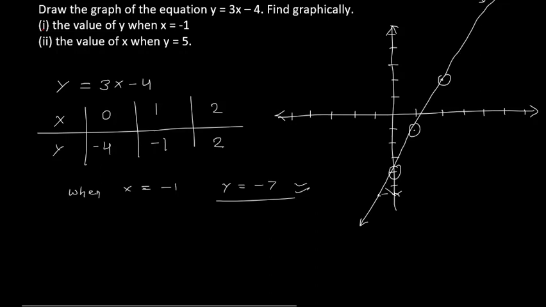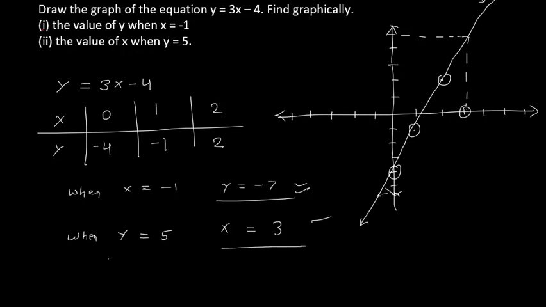And when y is 5, this is 5 plus 4, 9, and 9 divided by 3 is 3. So when the value of y is 5, 1 2 3 4 5, you can extend here and from here you drop. At this point you are getting the value of x. So when y is 5, the value of x is 3. If I put 3 here, 3 times 3 is 9, 9 minus 4 is 5. So yes, this is also correct.